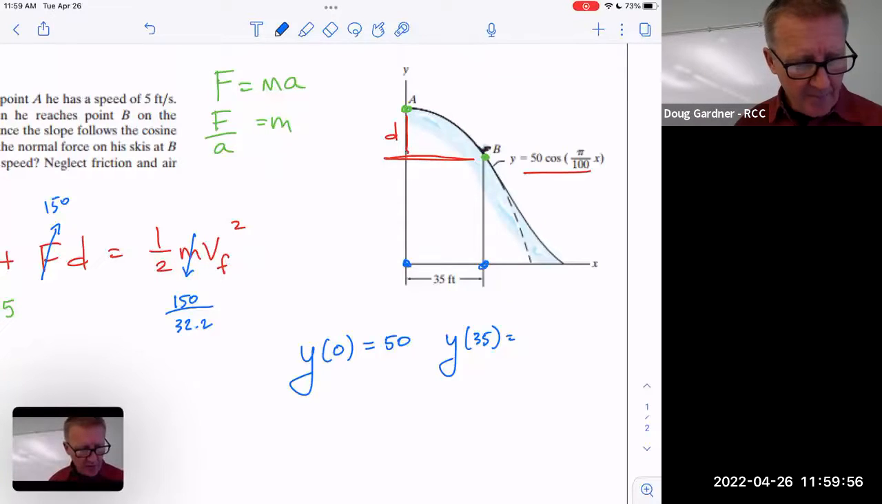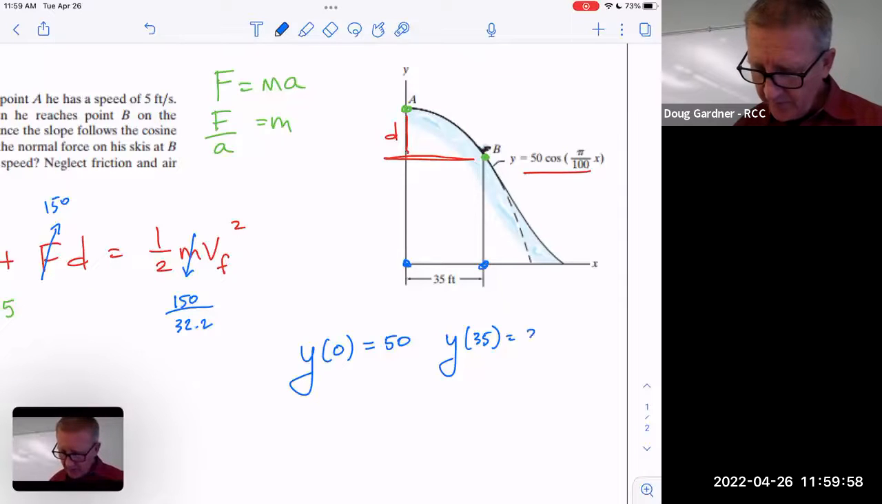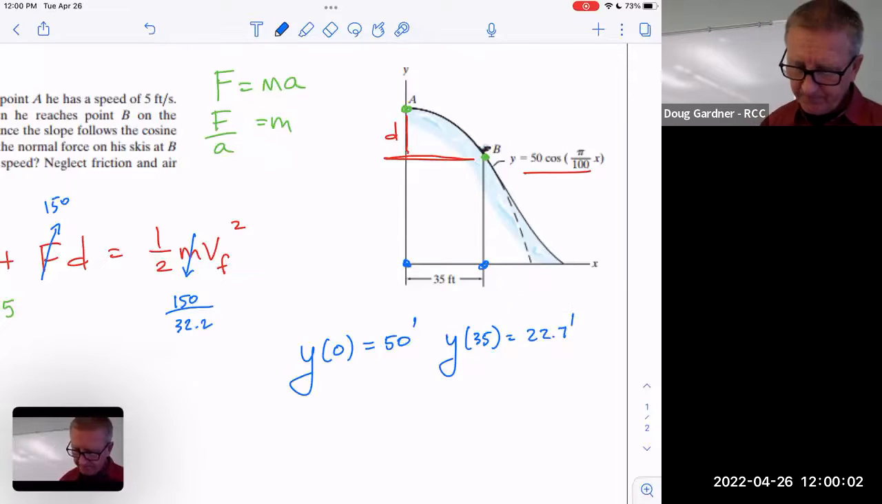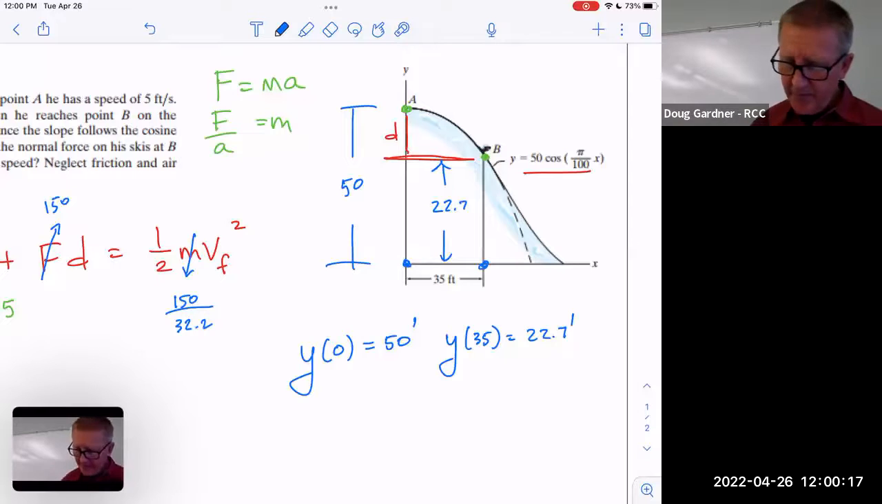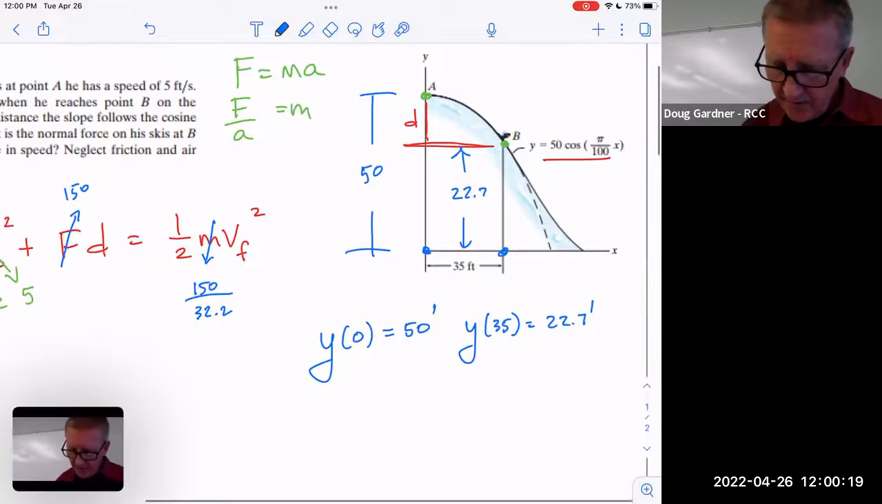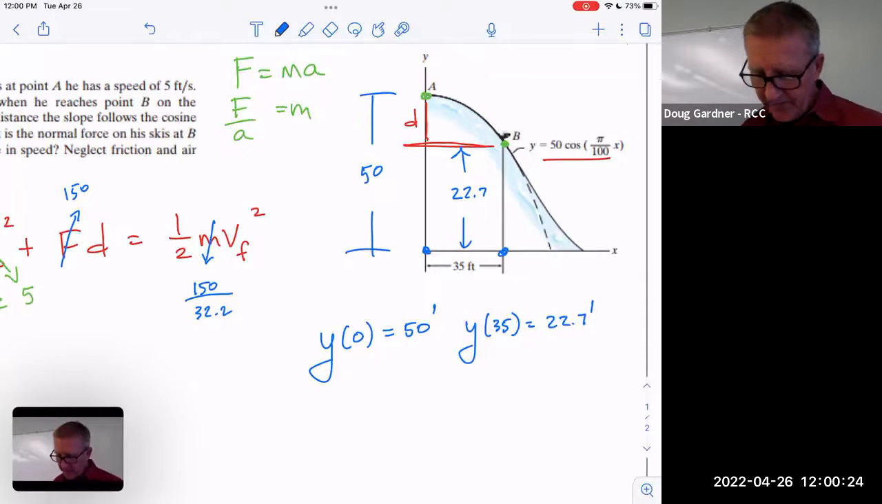So you punch all that beauty in and you get like 22.7 feet. Do you agree with that? So just to make sure I don't screw this up then, I'm 50 feet tall here. And I'm 22.7 feet tall there. So obviously D then would be the difference of those two things. So that means D is going to be, what is that, 27.3?